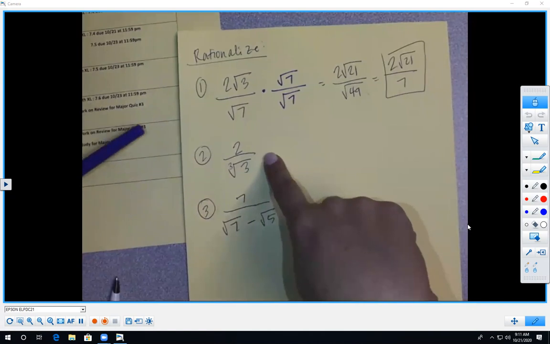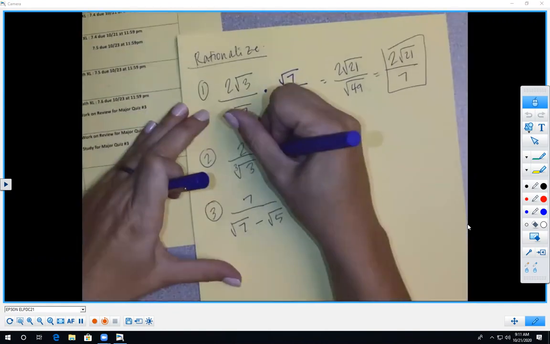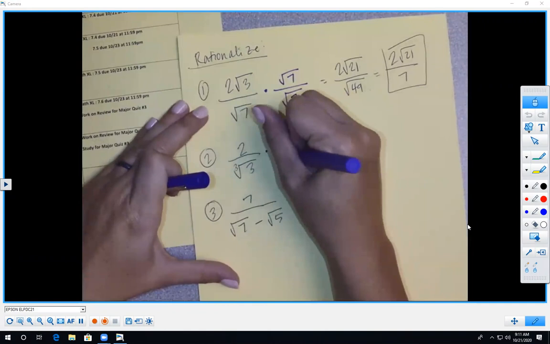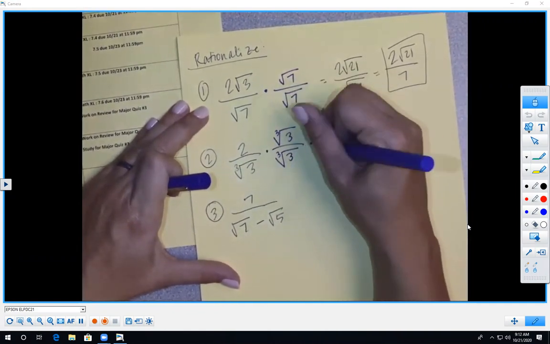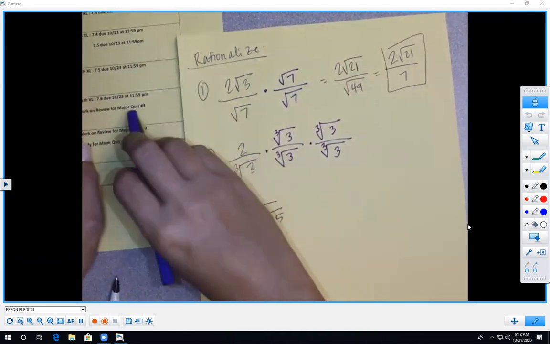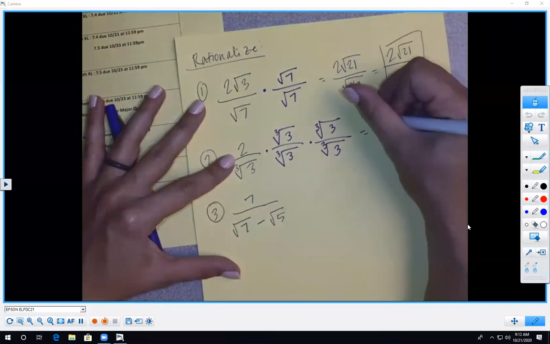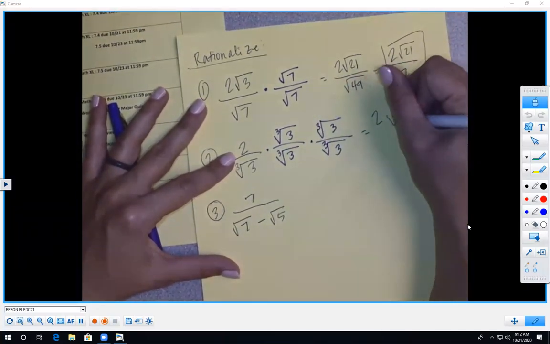Okay, look at number 2. How do we rationalize a cube root? You do the same thing, but this time you have to do it 2 times. So I'm going to multiply by the cube root of 3 over the cube root of 3 once, and then do it again, cube root of 3 over the cube root of 3 a second time. This solves my problem because on top I get 2 on the outside. Cube root of 3 times cube root of 3 is cube root of 9.